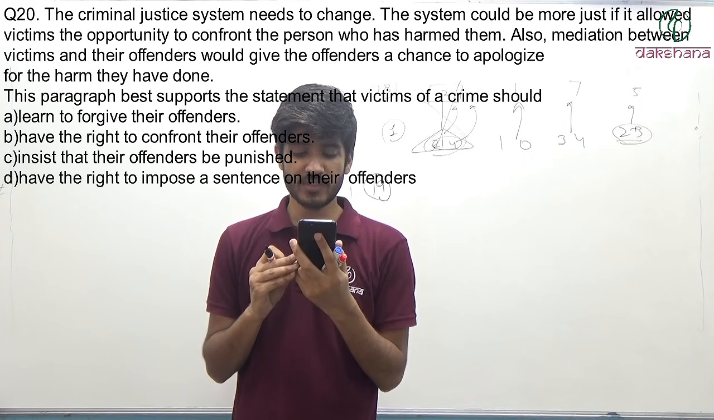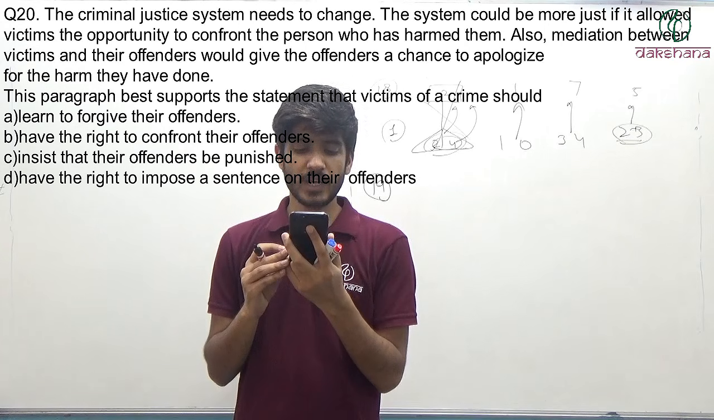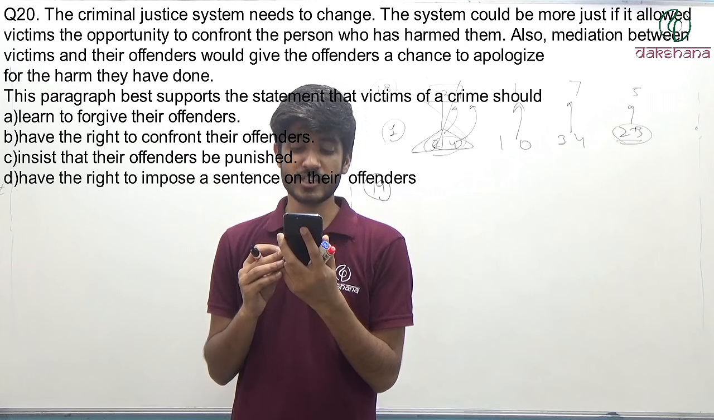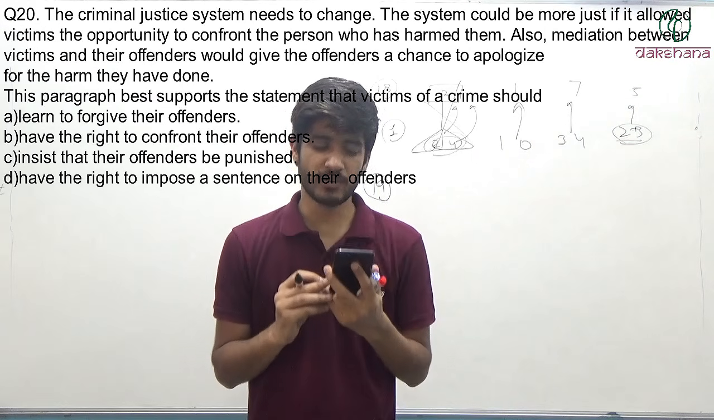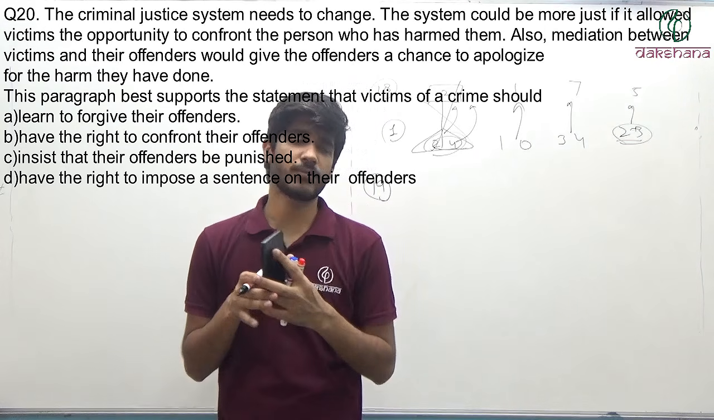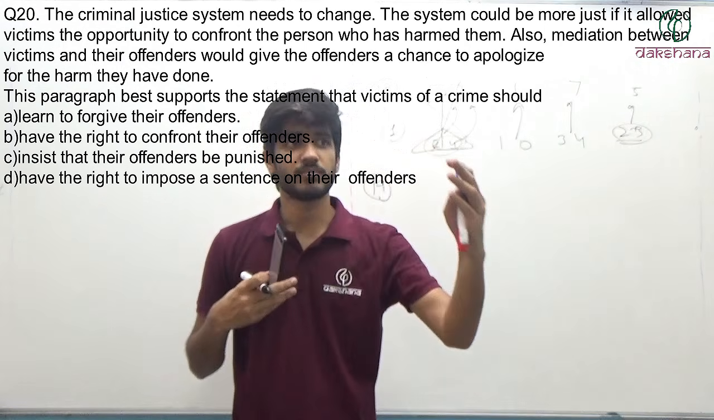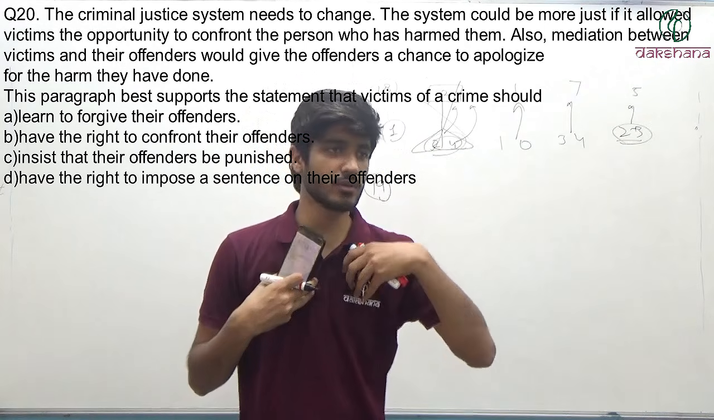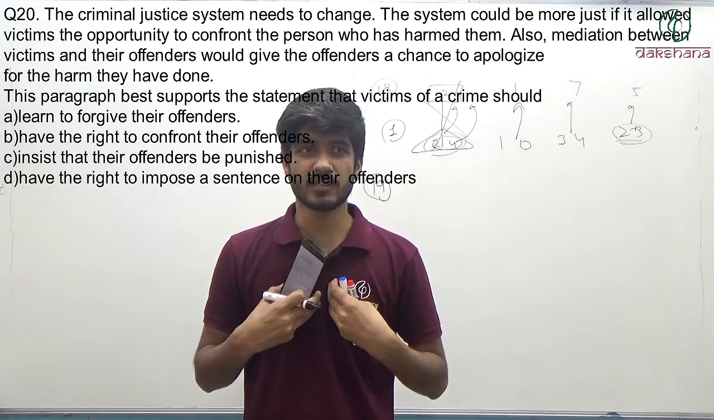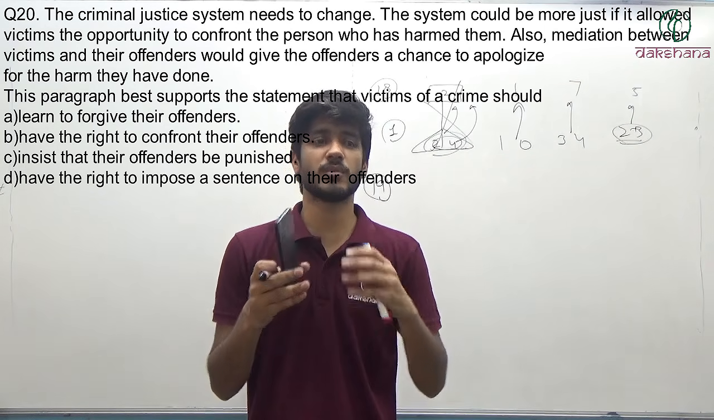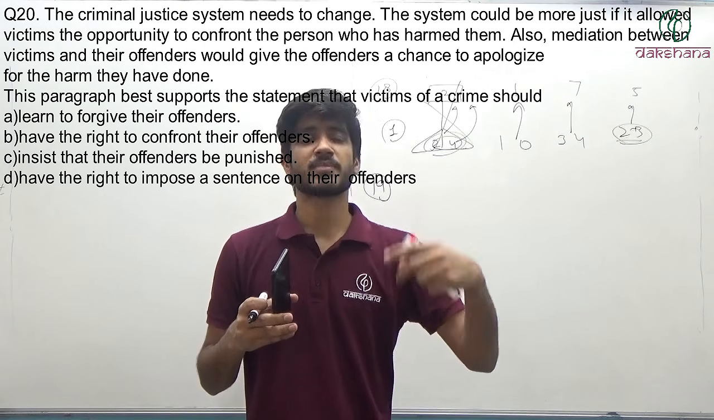Also, a mediation between the victims and their offenders, who have offended the victims, would give the offenders a chance to apologize for the harm they have done. Okay, so that's being really positive, but I don't think that's going to happen. They are saying, if there is an offender who has offended you, say someone hit me with a rod, I should be allowed to do question-answer with that guy, so that if that person realizes, okay, I did the wrong thing, then he might apologize to you. So that's one thing that might happen if there is a mediation.